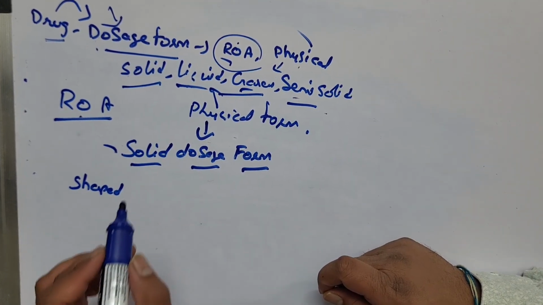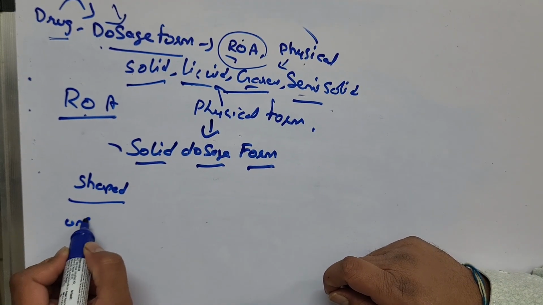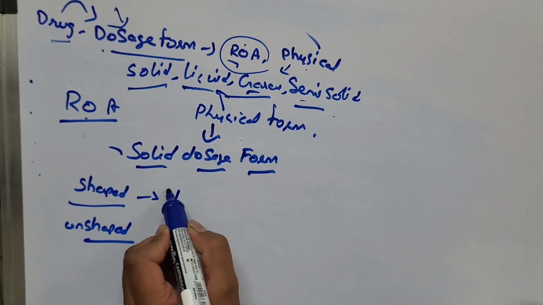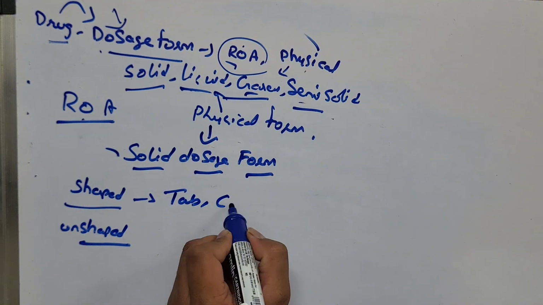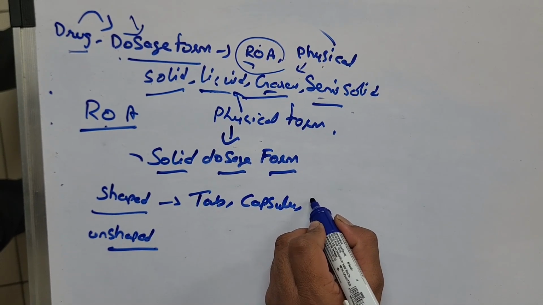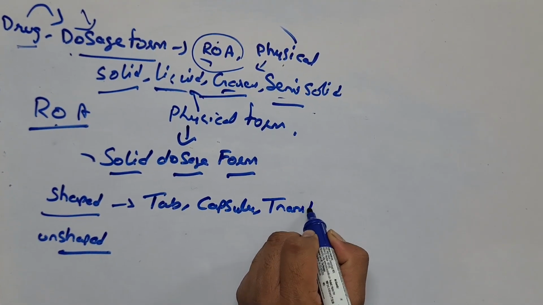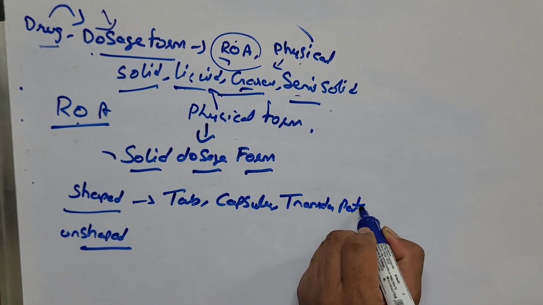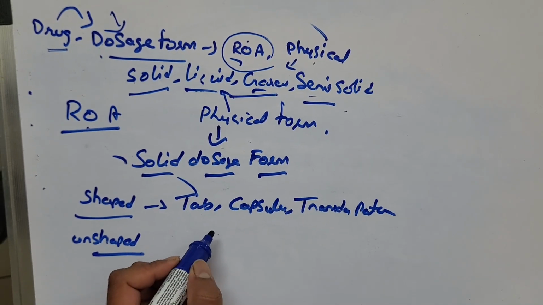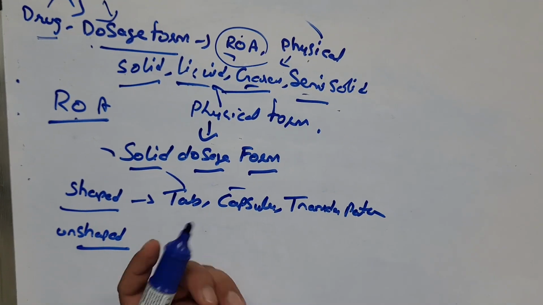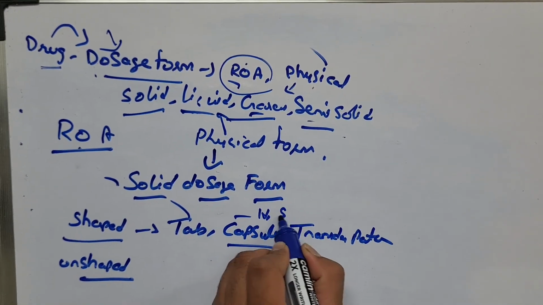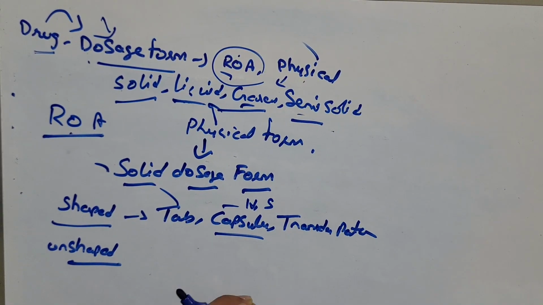That's called solid dosage forms. In the solid dosage forms, they are shaped and unshaped. What is shaped and unshaped? Shaped is tablets, capsules, transdermal patches. Tablets have a concave shape, cylindrical shape, biconcave shape, and capsules are hard gelatin capsules and soft gelatin capsules. Normally they are oval in shape.